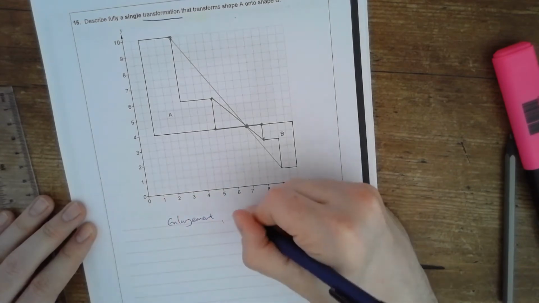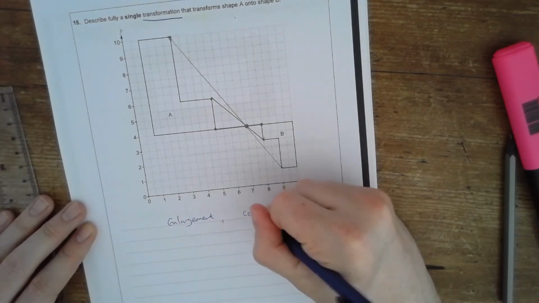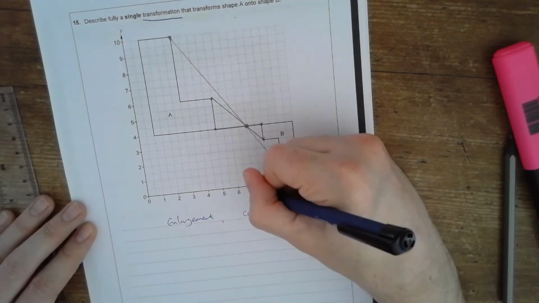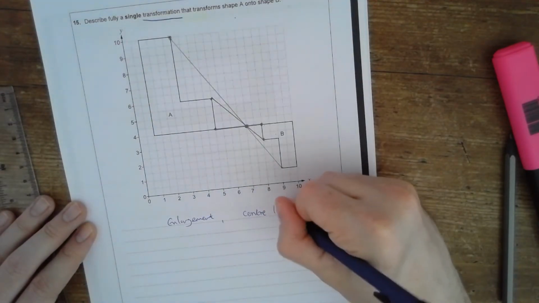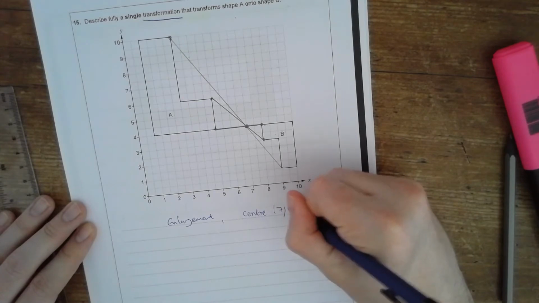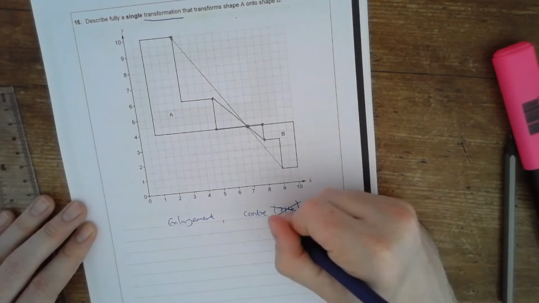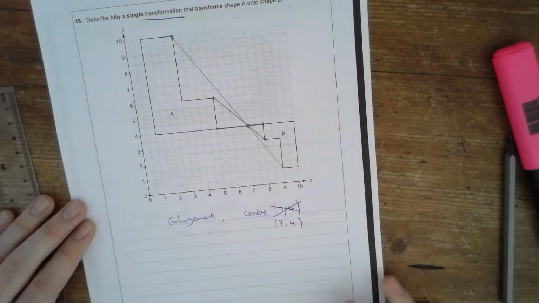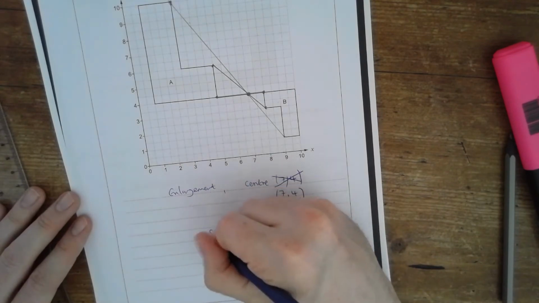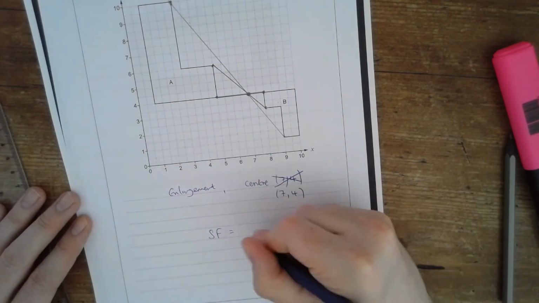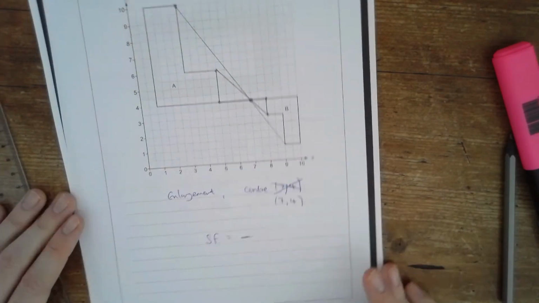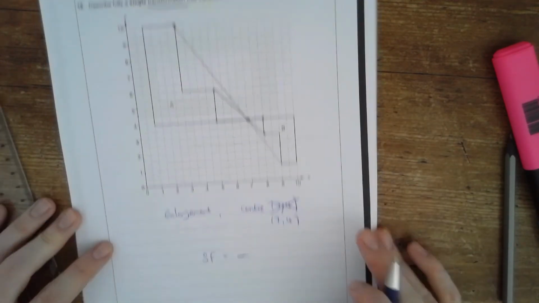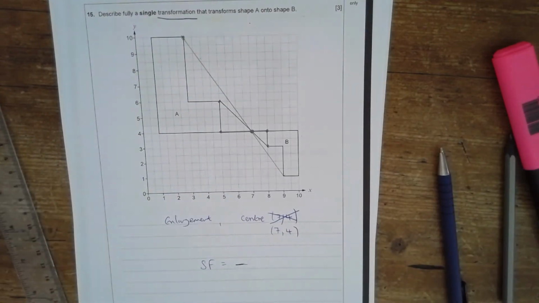That's 1 mark. The centre is where those lines cross, so that is 7, 4. And this is where my final mark comes in. That's the worst set of coordinates I've given, 7, 4. There we go. And the scale factor is equal to, now I know it's a negative because of the way it's flipped it round.